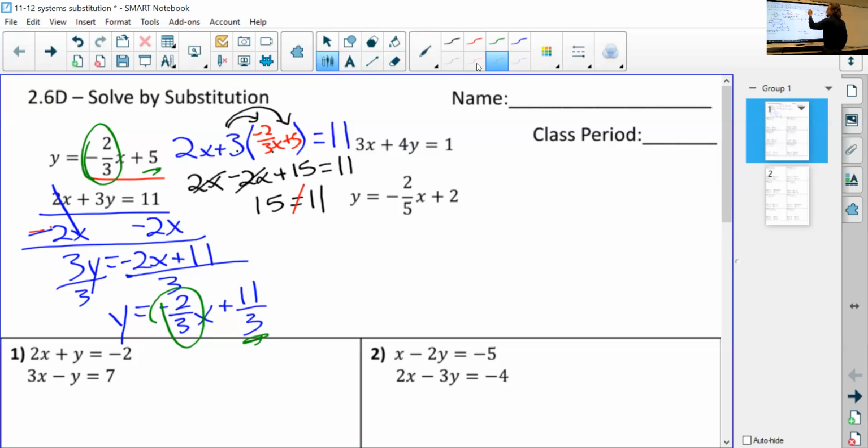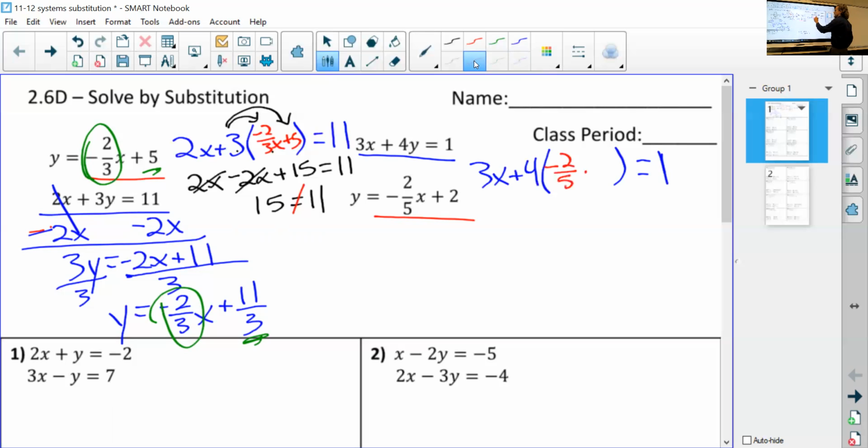All right, how about our second one? This one will actually let us do some math with fractions. So I underlined the wrong one. So we have y equals negative 2/5 x plus 2, and then 3x plus 4y. So I'm going to substitute in my top equation. I'm going to rewrite it. So 3x plus 4 times something equals 1. And then I'm going to replace that something with the value of y, which is negative 2/5 x plus 2.